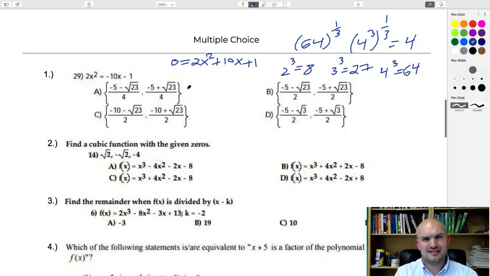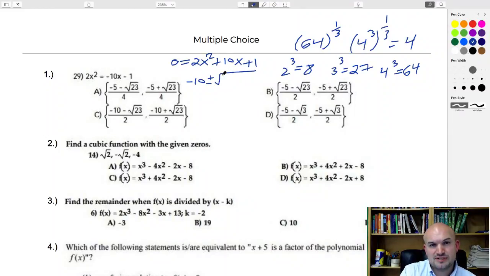But they don't have everything on the same, so that's kind of interesting. So let's actually just write it out. It's the opposite of b, so that's negative 10, plus or minus the square root of 10 squared, which is 100, minus 4 times a times c. So 4 times 2, which is 8, times 1. That's going to be 92.